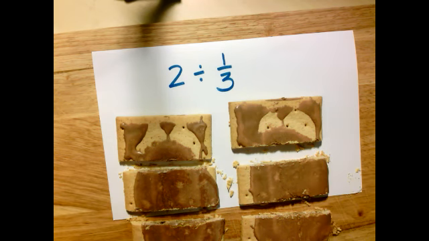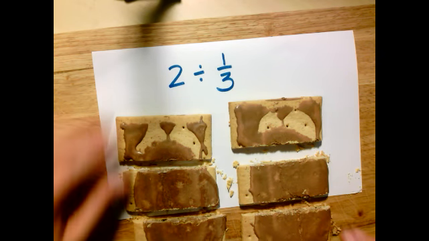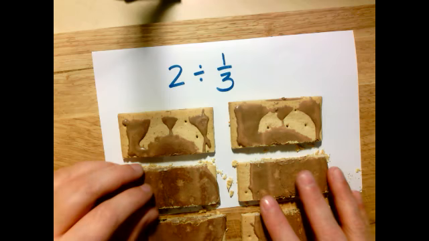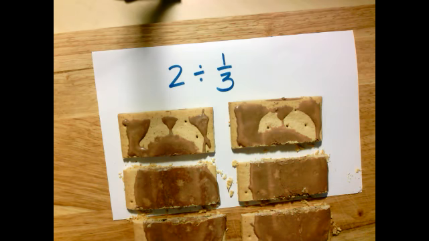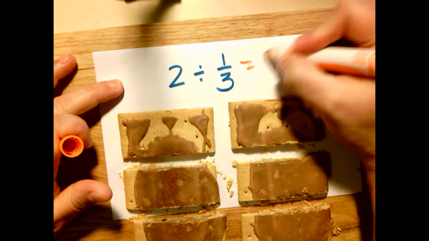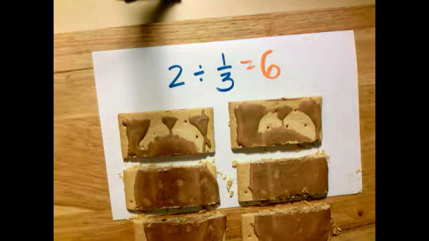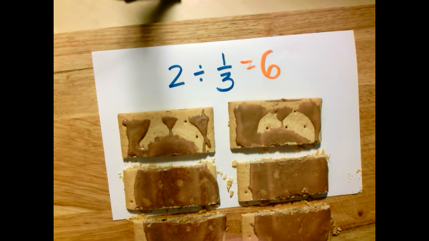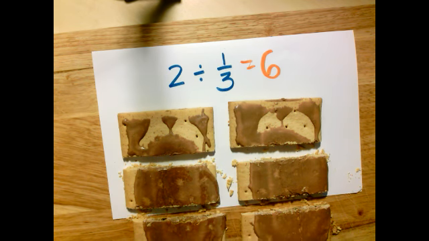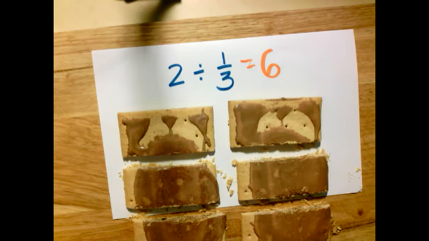So now I can easily see that 2 divided by 1/3 is going to leave me with a quotient of 6. I now have 6 pieces of Pop-Tart. And yes, my kids will be extremely excited to get to eat those. So that's how we would divide a whole number by a fraction.